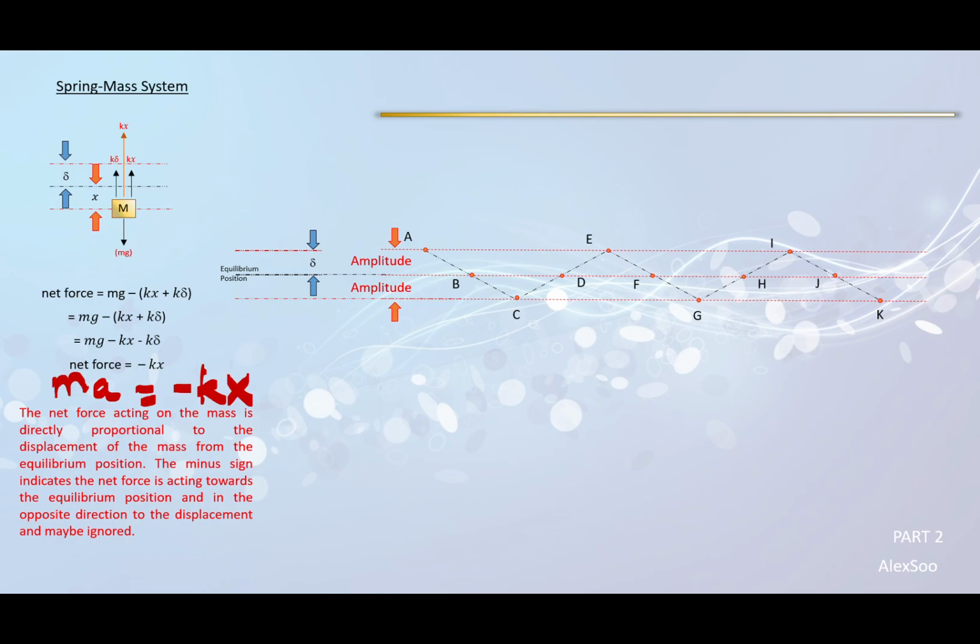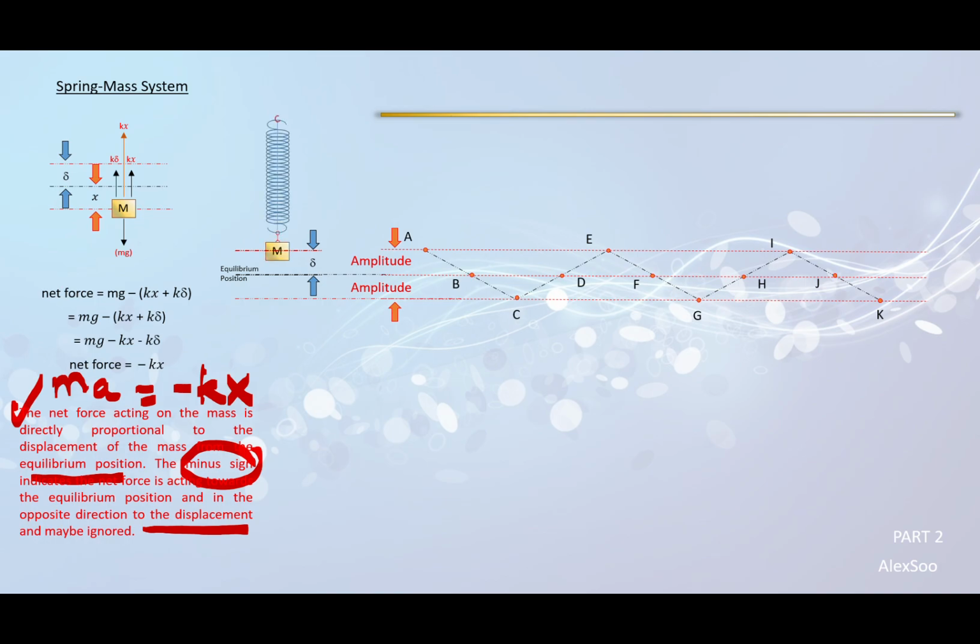So the net force acting on the mass is directly proportional to the displacement of the mass from the equilibrium position. Note that the minus sign shows that, from the equilibrium position, the force acts in the opposite direction to the displacement of the spring. The restoring force is acting upwards, where the displacement is measured away from the mean position.